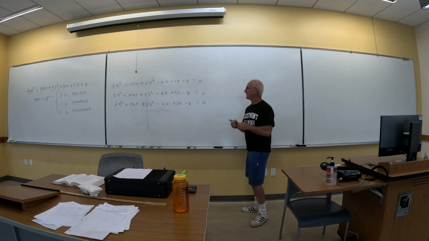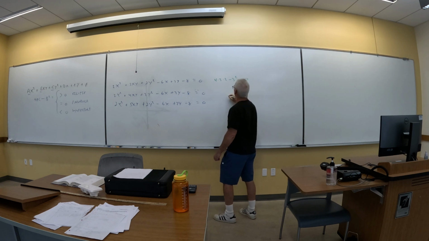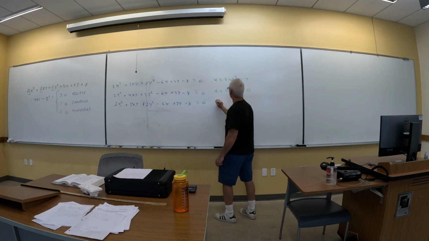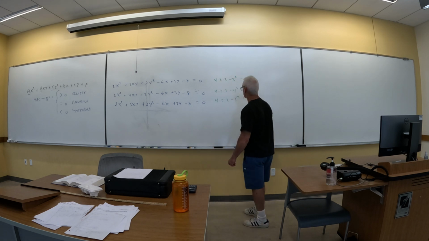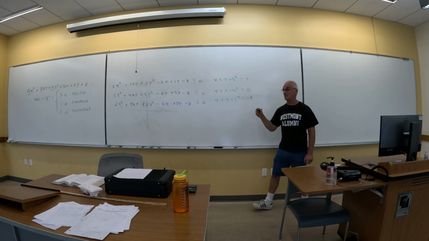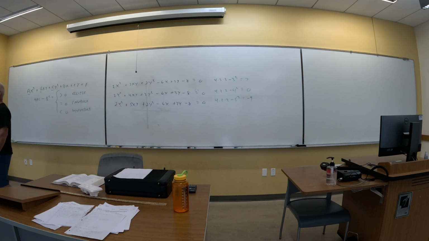And how did you get that? Back up one step. 4ac minus b squared, right? So here, 4 times 2 times 2 minus 3 squared is 7. Here, 4 times 2 times 2 minus 4 squared is 0. Here, 4 times 2 times 2 minus 5 squared is -9. Oh my goodness. First one's an ellipse, the second one's a parabola, the third one's a hyperbola. That is the most important part.